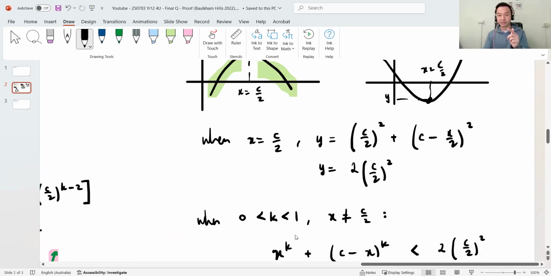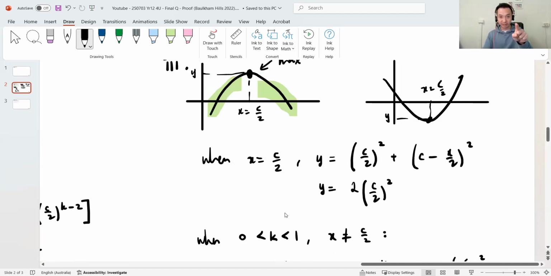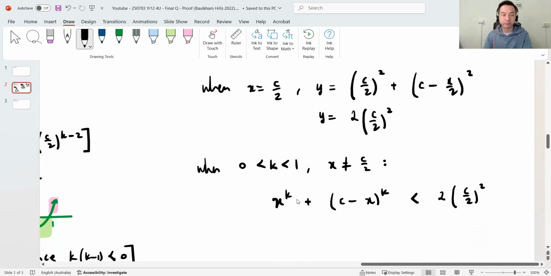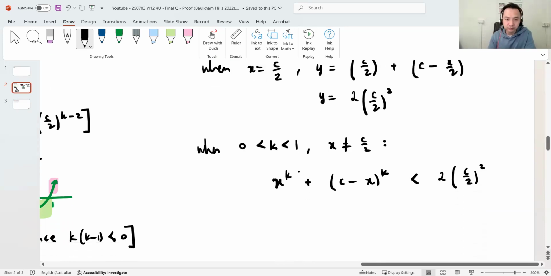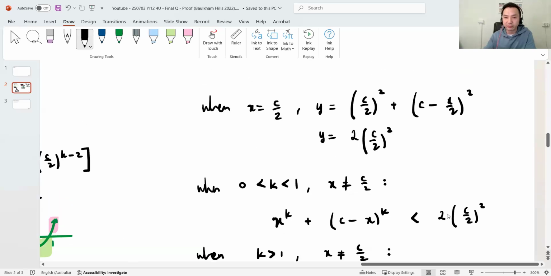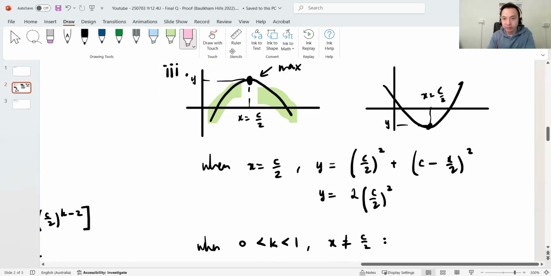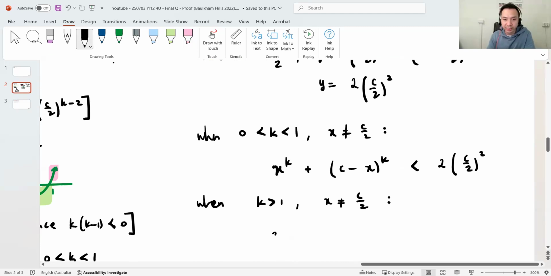So excluding x equals c on 2, all the y values in the green highlight there are going to be smaller than the maximum, right? All of them. Similarly, when k is greater than 1, and x can't equal c on 2, the opposite is true. Every single y value on here is going to be bigger than the minimum, xk plus c minus x, k is greater than the minimum.